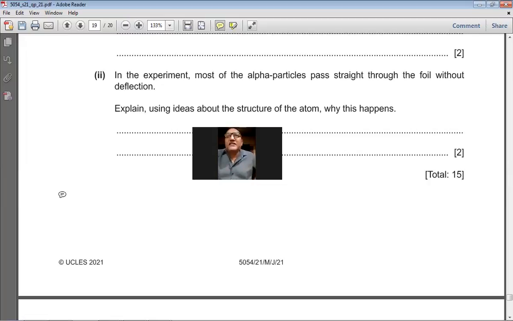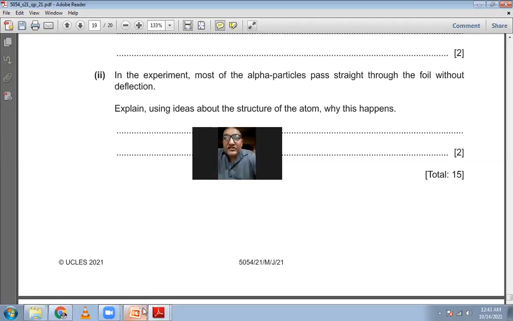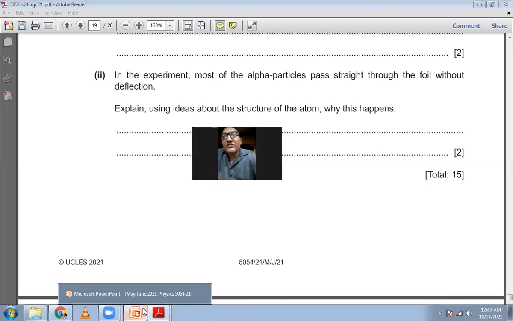There is nothing in most of the atom. Most of the space in an atom is empty space. There is a very small nucleus in the center, which has positive charge and which has mass. So most of the alpha particles went straight through that empty space, and some which came near the nucleus of the atom were deflected. The rest of the alpha particles went straight, because most of the atom is empty space.